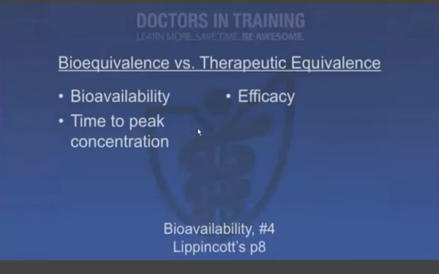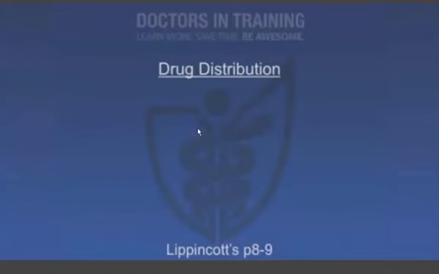Now, therapeutic equivalence means that the two drugs have comparable efficacy and comparable safety. So two drugs may be bioequivalent, but they're not therapeutically equivalent because they don't have the same efficacy. So that's an important concept.